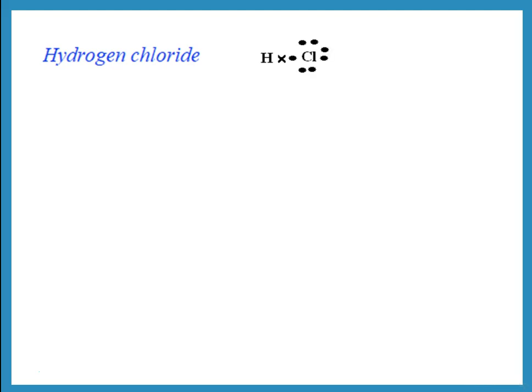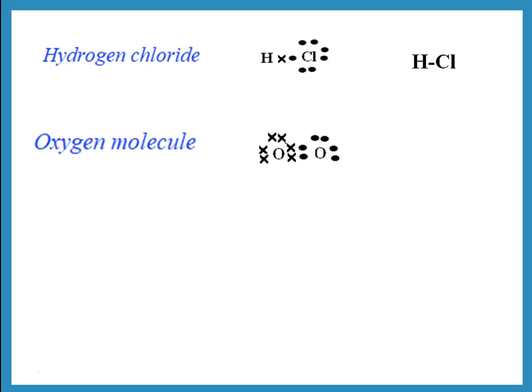Hydrogen chloride, hydrogen needs 1, chlorine needs 1, so we're going to share a pair of electrons between the H and the Cl. This pair of electrons is what we draw as a bond, so this is a single covalent bond. Oxygen molecule means oxygen with oxygen, and each oxygen needs 2, so each one is going to donate 2 and take 2, so they're sharing 2 pairs of electrons between them. That means we have a double covalent bond between the 2 oxygen atoms.